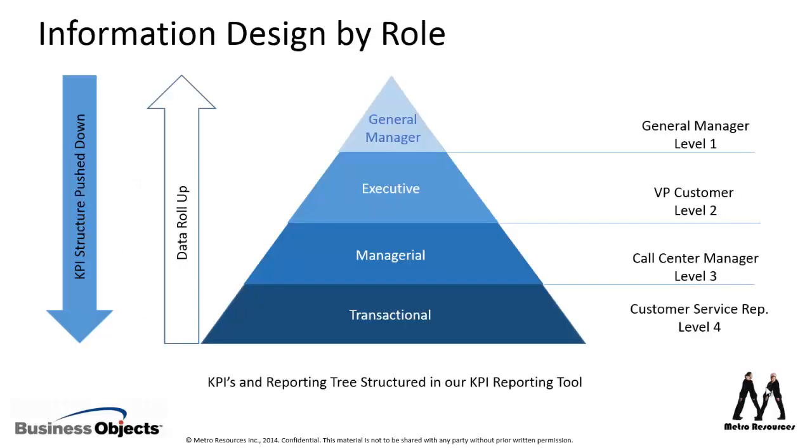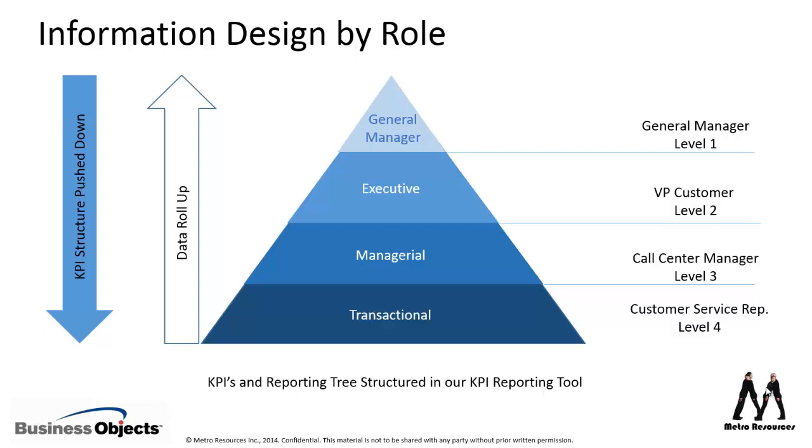In this example, we are looking at the customer area. This is just a generic example and will vary from company to company, but the idea is the same. You have, let's say, 4 levels within your customer organization, starting at the bottom with a CSR, aka Customer Service Rep, a very transactional position. Above that, your call center manager, then VP of Customer, and finally General Manager or President of the organization.